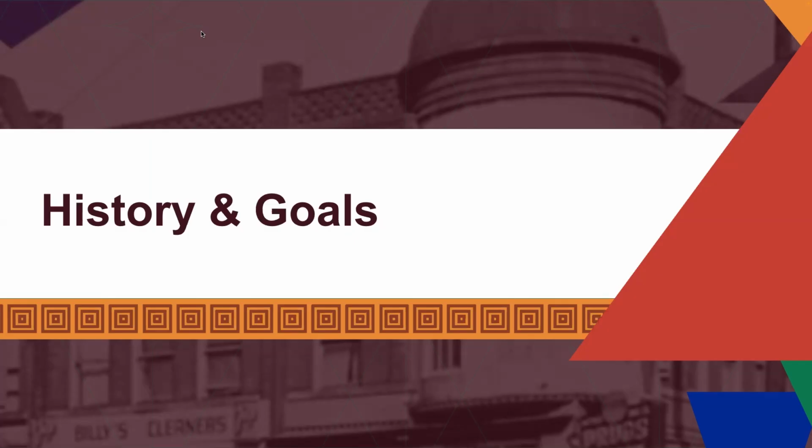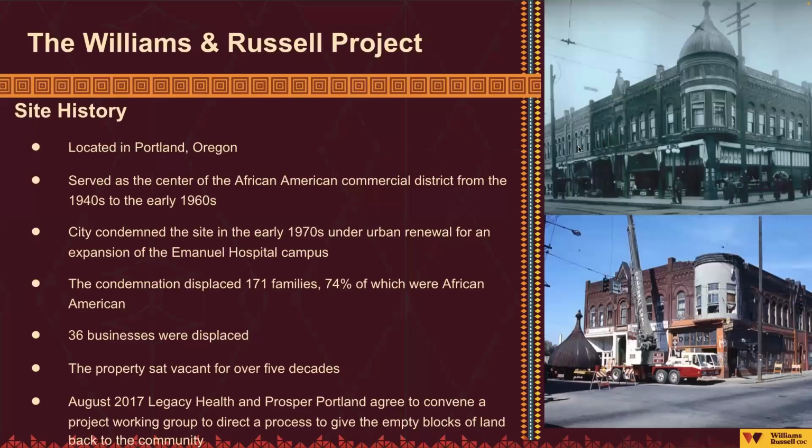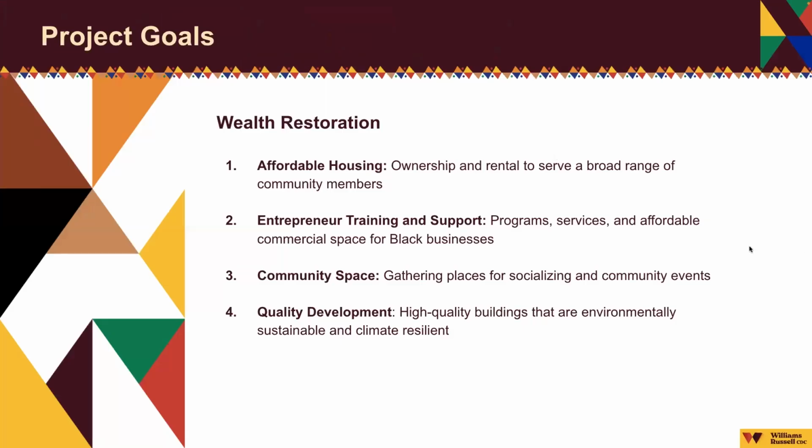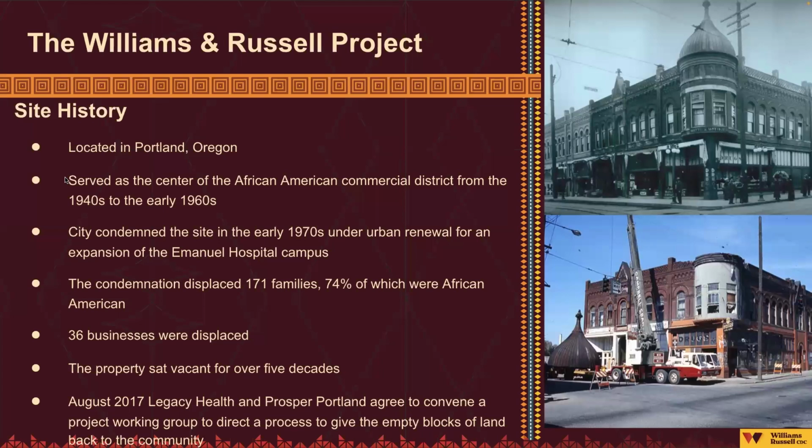The city condemned the site back in the early 70s under urban renewal. And this condemnation displaced 171 families, 74% of which were African American, and 36 businesses were displaced. After they demolished everything on this site, this block in particular remained vacant for over 50 years. It wasn't until earlier this year that it had been just an empty grass field in the middle of the city.